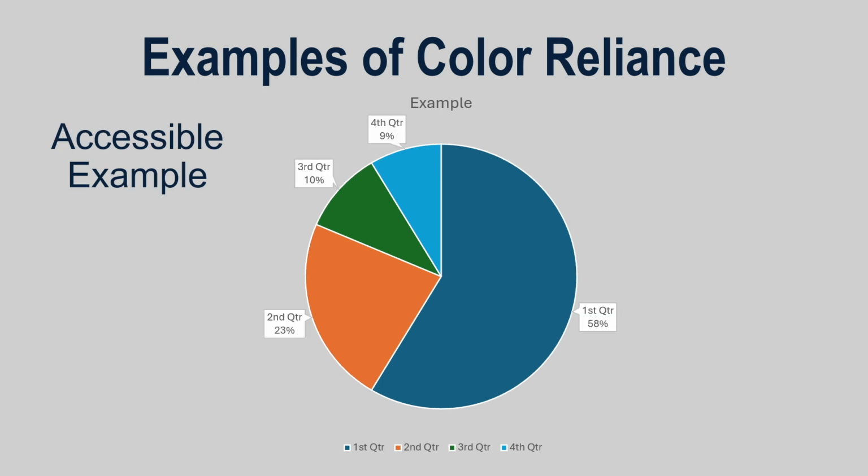Here's what we could do instead. We can still use that same pie chart with colors showing the different quarters, but these parts of the pie chart are also labeled with what quarter they are. So that means we don't have to give up using colors to show information, as long as there's a secondary way for someone to also know what that information means.